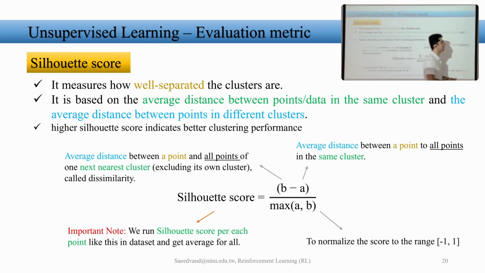The point is that each point is compared with itself and with the next nearest cluster. For this one, the next nearest is this one. For this one, the next nearest is this one. Maybe for this point, the next nearest is here, but for this one, the next nearest is that one. Also, that's possible.